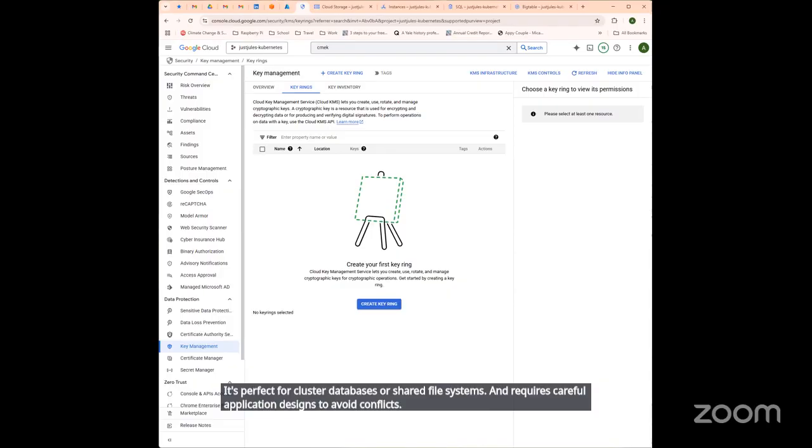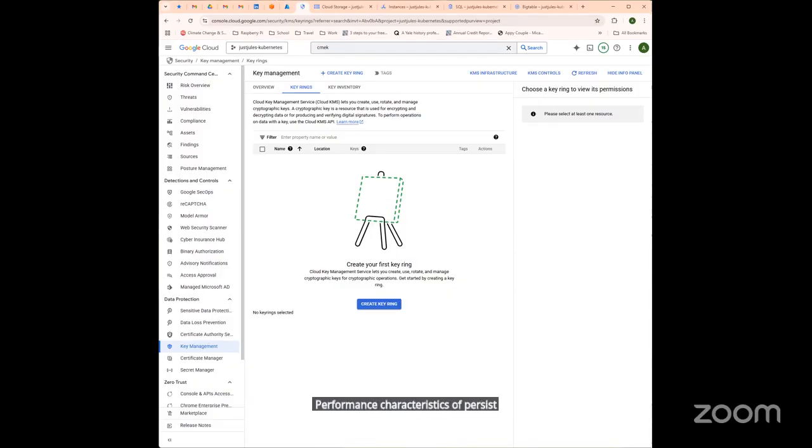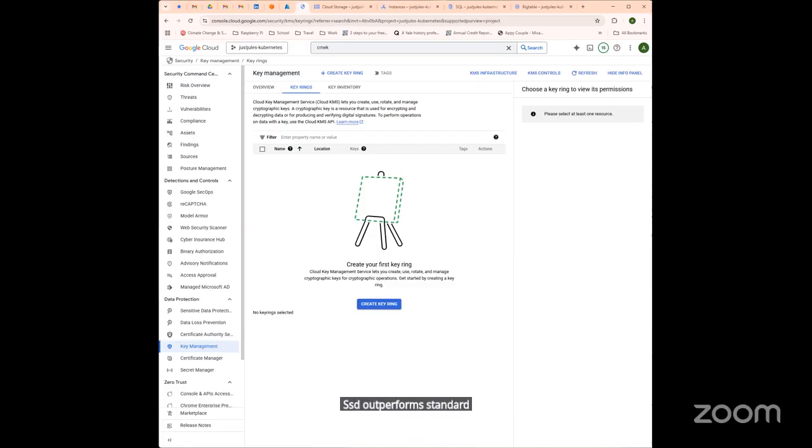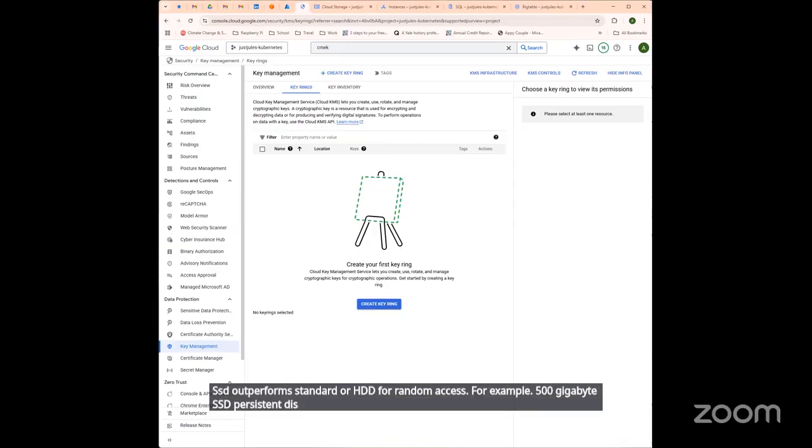Performance characteristics of persistent disks, they scale with disk size. So larger disks have higher IOPS and throughput limits. VM machine types with more vCPUs allow more disk bandwidth. And disk type. SSD outperforms standard, or HDD, for random access. For example, a 500 gigabyte SSD persistent disk can deliver up to 15,000 read IOPS, 15,000 write IOPS, up to 240 megabytes per second of read throughput, and 240 megabytes of write throughput.